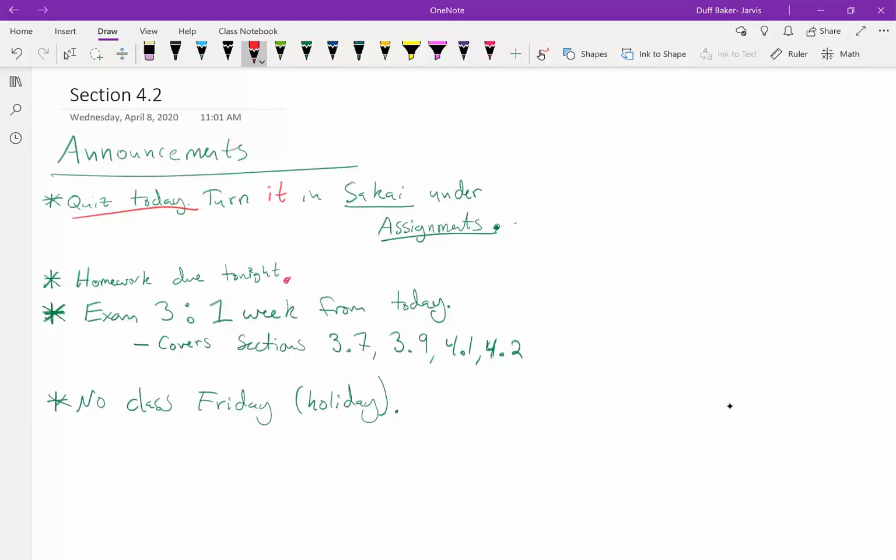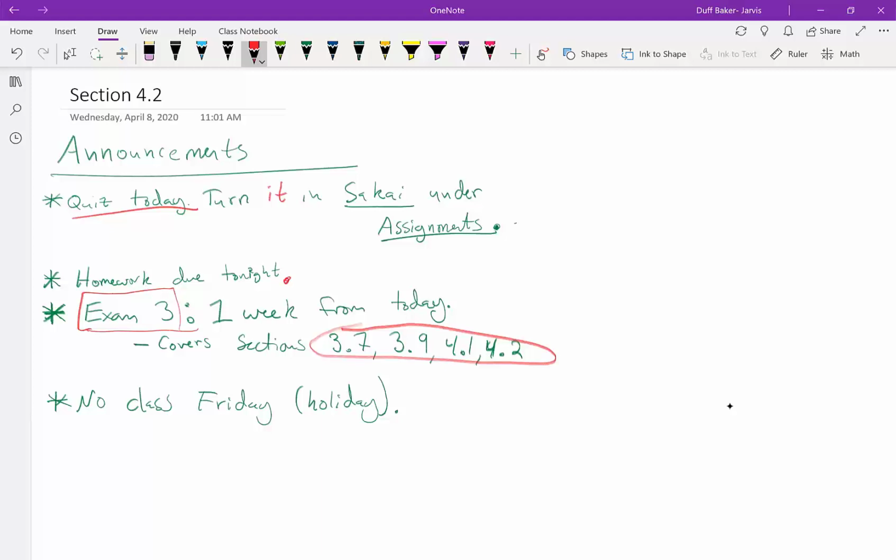Second thing is we have our usual homework due tonight. Then the next big thing that's coming up is exam 3 is 1 week from today. I know it's a little bit shorter amount of time between exams than I had intended, but we're going to have to make it work. And on the positive side for you guys, there's only 4 sections that will be covered on the exam, so you can really focus on learning those 4 very well, and that might help you do better.